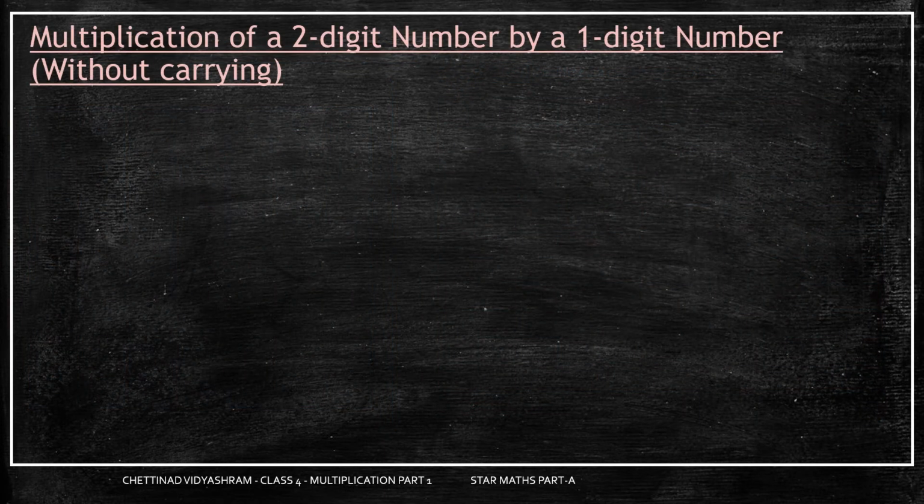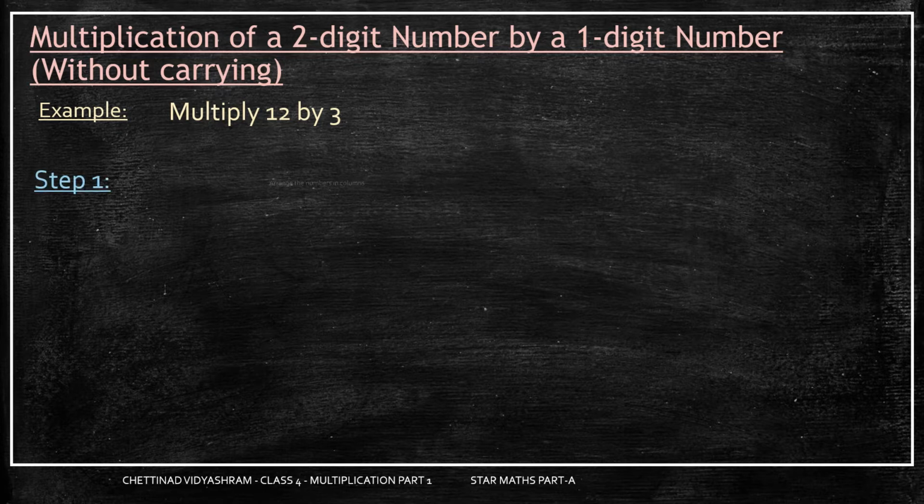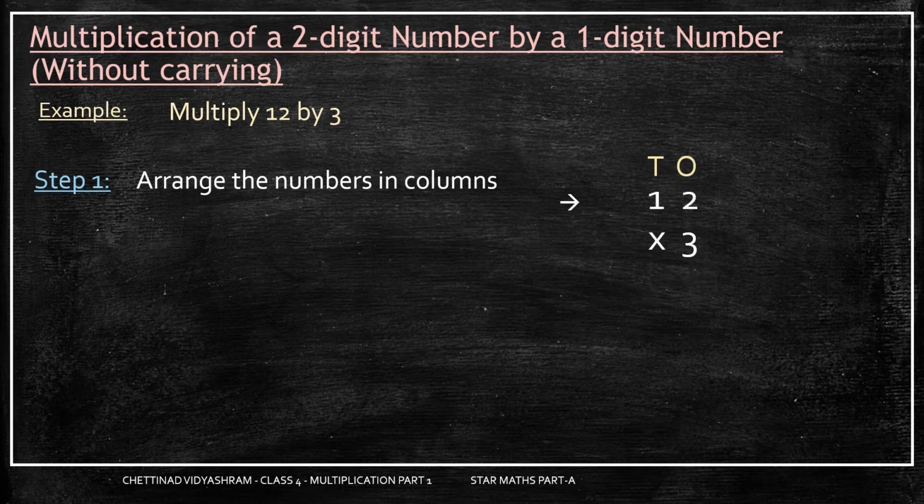Now we are going to see how to multiply a two-digit number by one-digit number without carrying. Consider an example. Multiply 12 by 3. To multiply this simple number, we are going to follow 3 steps. Step 1. Arrange the numbers in columns. First step is arranging the given number in columns. It's nothing but arranging the number one below the other. So let us see. 12 in the next slide multiplied by 3.